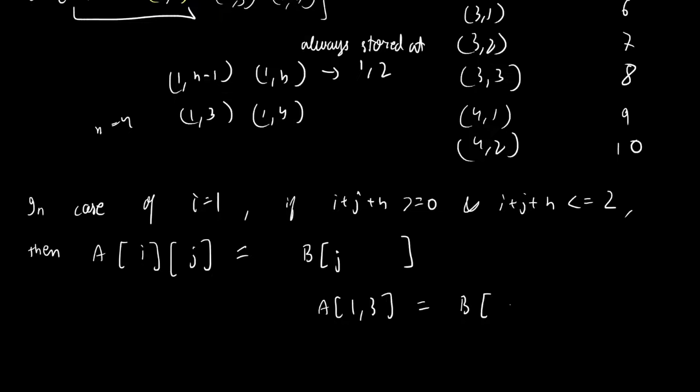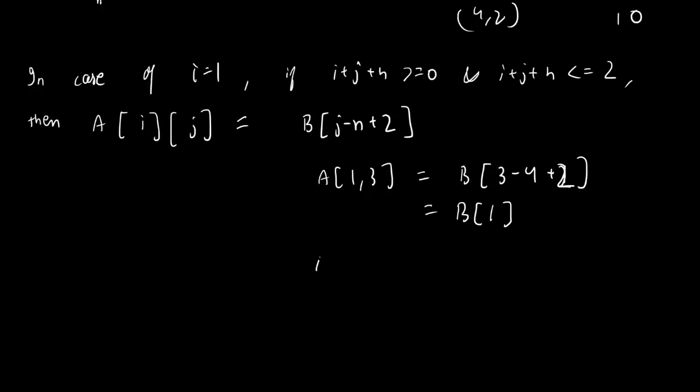That would be, since j here is 3, 3 minus 4 plus 1, 2. And actually that would be b minus 1 plus 2, that would be b1. So this will be b of j minus n plus 2 for a13. Let's try for a14 as well. A14, that would be b of 4 minus 4 plus 2 equals b2.